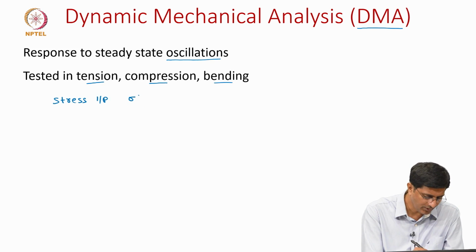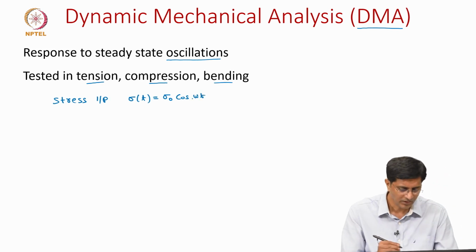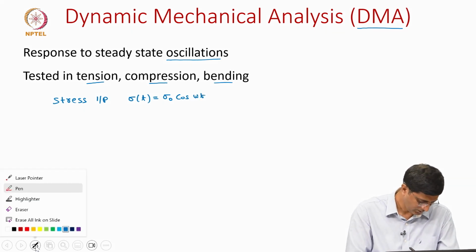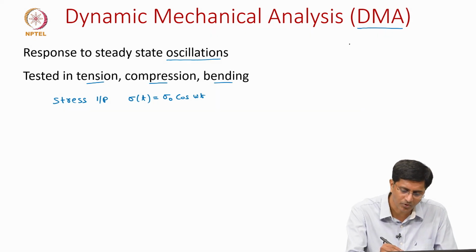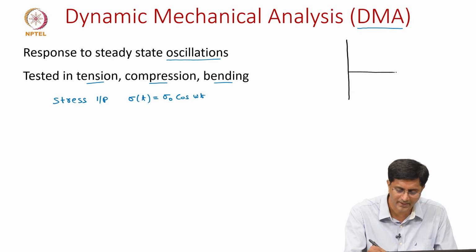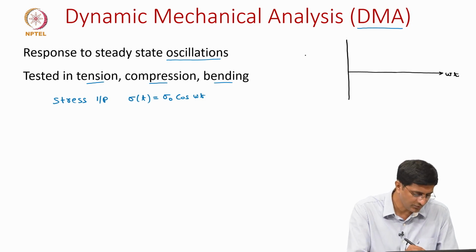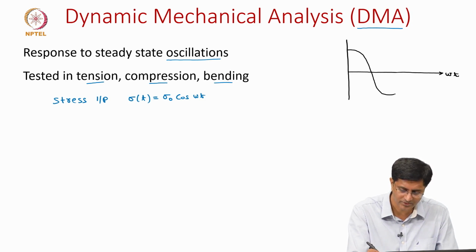Let us say sigma of t is given as sigma naught times cos omega t. Let us try to represent it using a plot. For the x axis we will take omega t. Omega here is a frequency and t is the time. Since we are talking about cos, at 0 it starts with a maximum value and then goes to negative and then repeats.